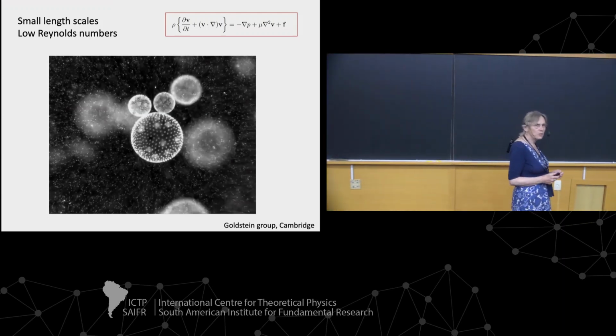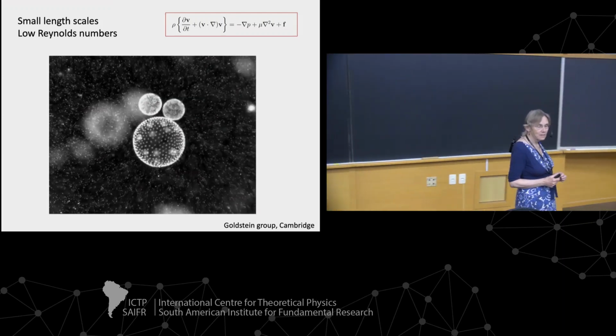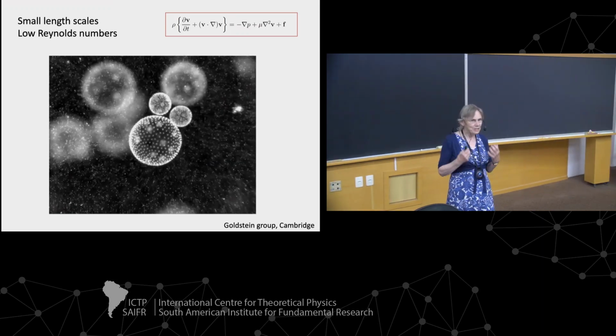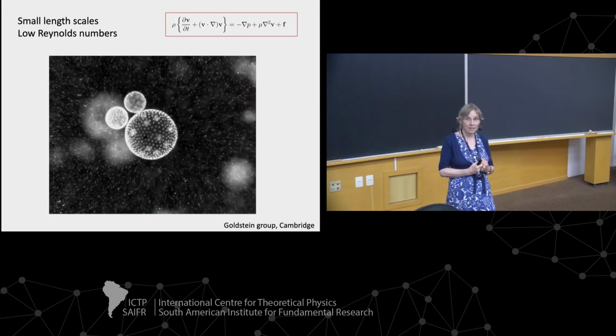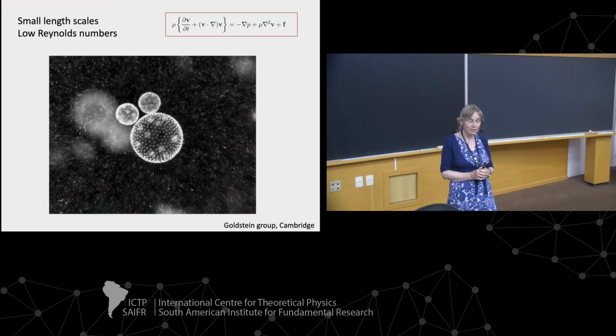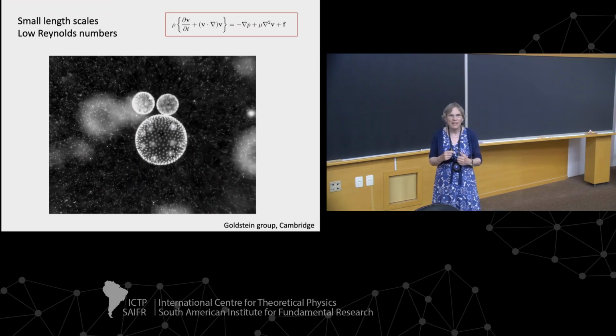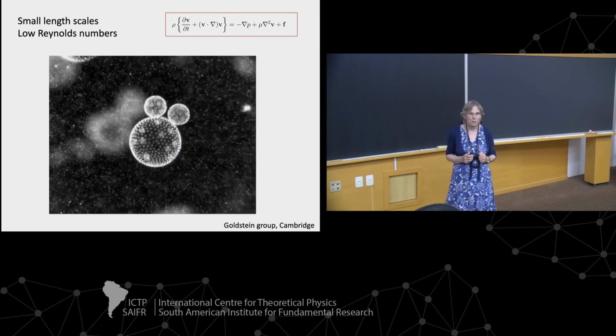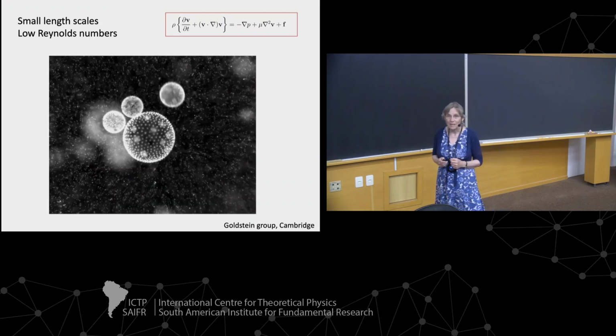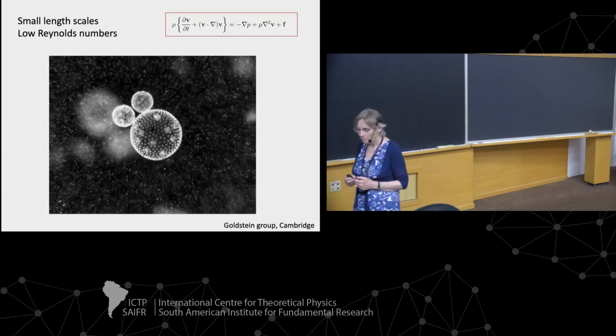We are going to be talking about active turbulence. It's not the same as inertial turbulence. It can't be the same as inertial turbulence because we're at low Reynolds number. So we've got to find a different explanation for what's going on in these active systems.